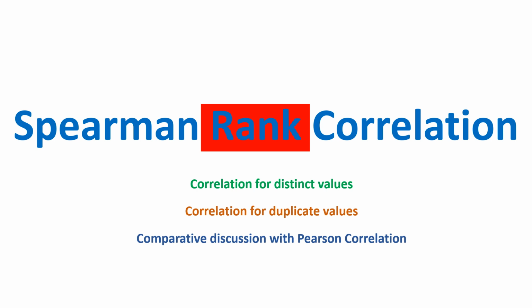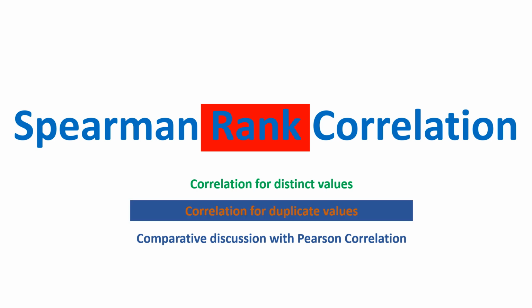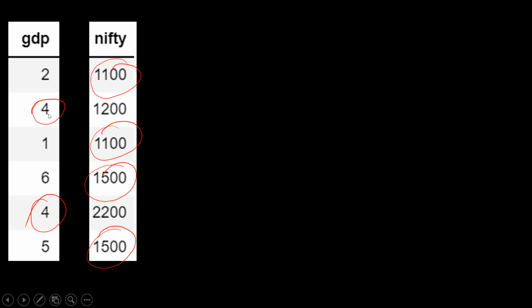Now moving forward, we're going to discuss correlation for duplicate values. What does that mean? For example, if you see these two variables here in GDP, we have 4 over here as well and 4 over here as well. Same in Nifty, if you see we have 1100 over here as well and here as well. Same thing, we have 1500 here and here. So if you are going to assign a rank to each of the elements, how would you decide what rank to give to this particular value and what rank to give to this particular value? That's something which we're going to discuss in the next video. Stay tuned and we will discuss it in detail in the next video.